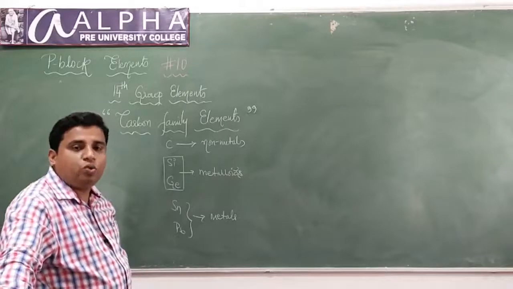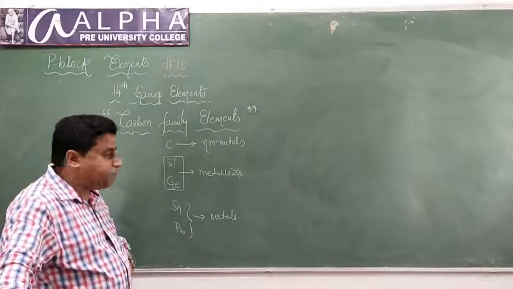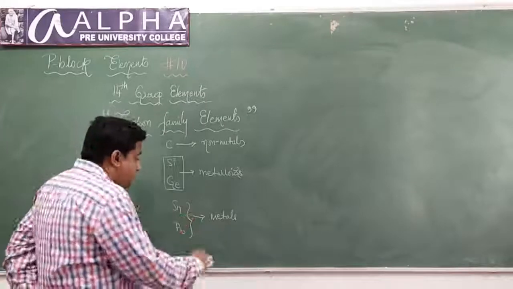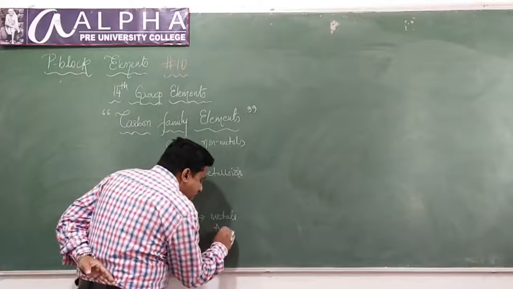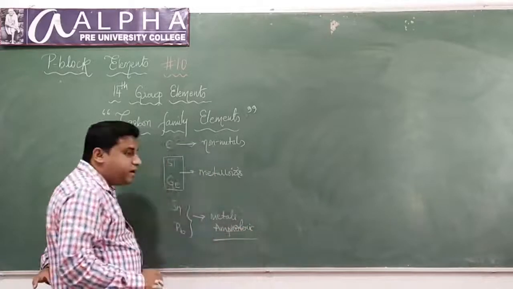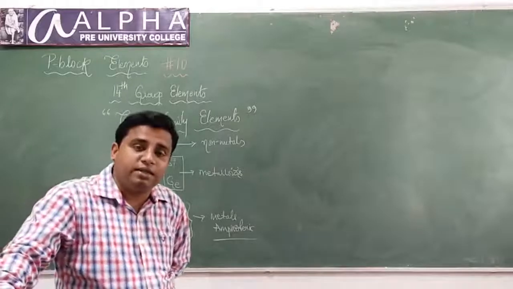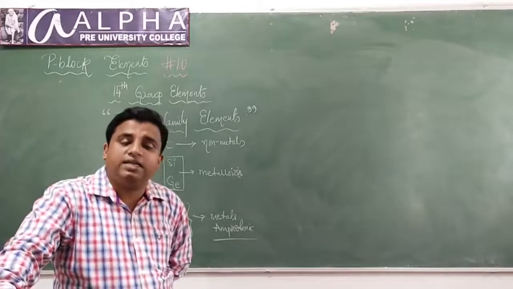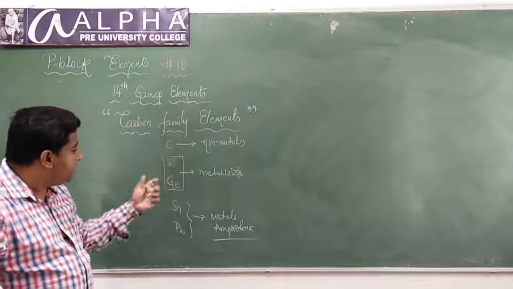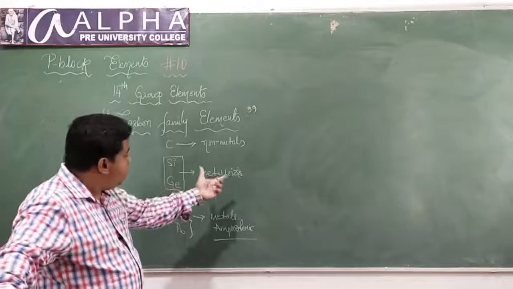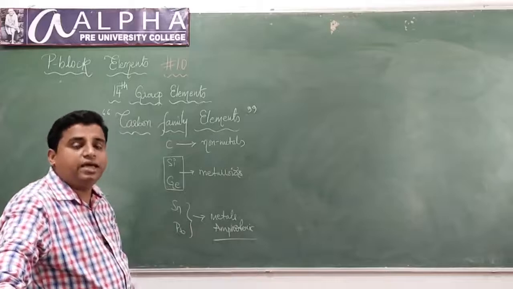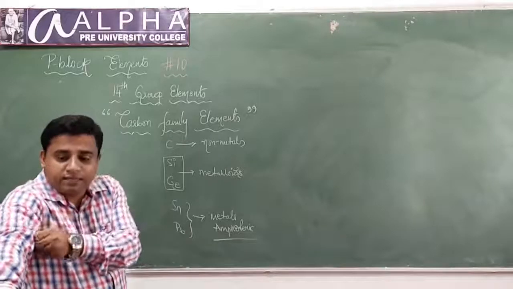Tin and lead are metals, and they are amphoteric metals. That means they react both with acid as well as base. So carbon is a non-metal, silicon and germanium are metalloids, and tin and lead are amphoteric metals.